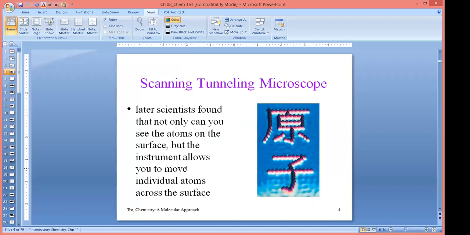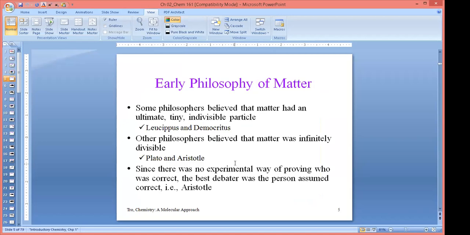And this will tell you different things about the surface. I don't really know what the point of this picture is. Anyway.